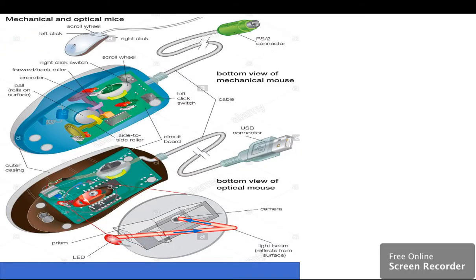Now, mechanical and optical. Mechanical has a ball inside it that rolls side to side, and optical has a light. Here you can see a light to identify it is optical. And the wireless has a chip. We just have to plug it into the computer, and it will start working automatically.